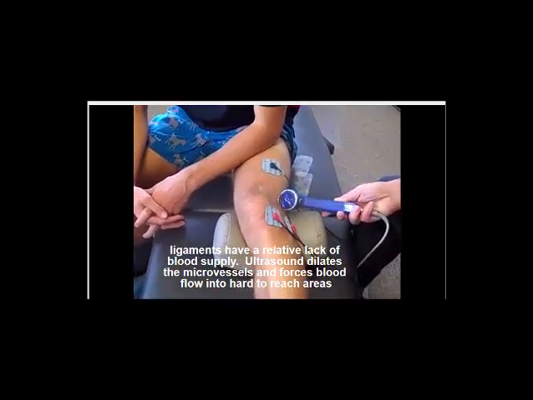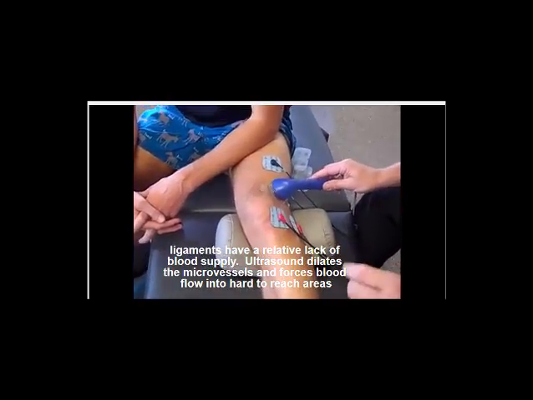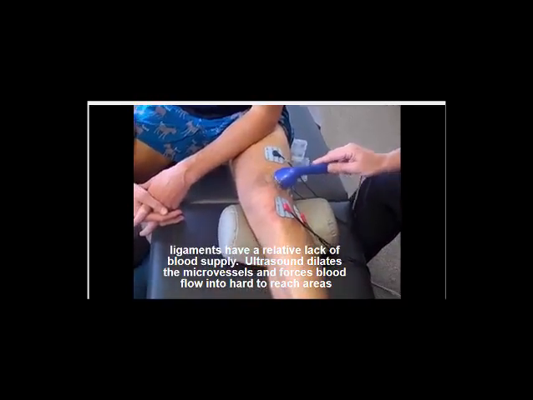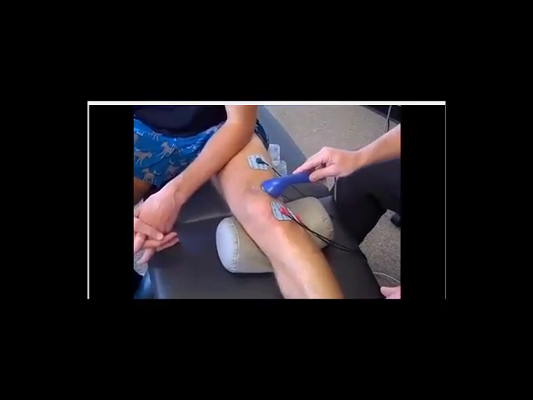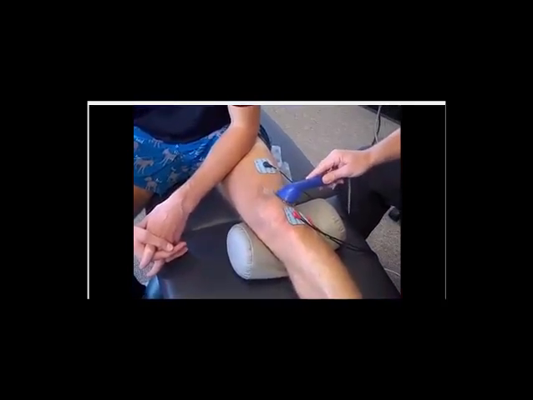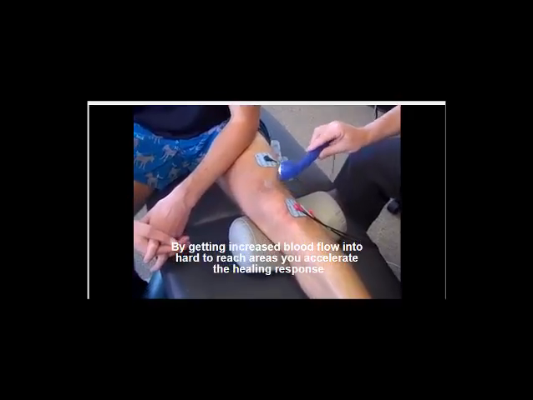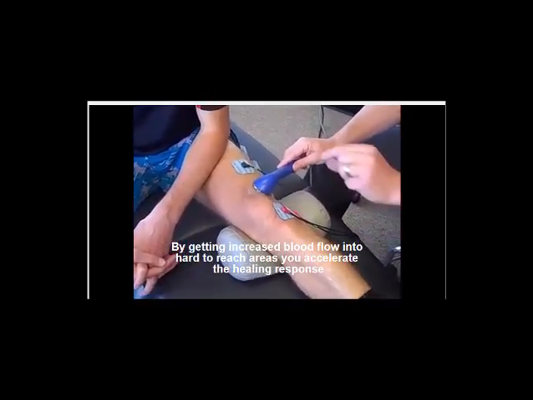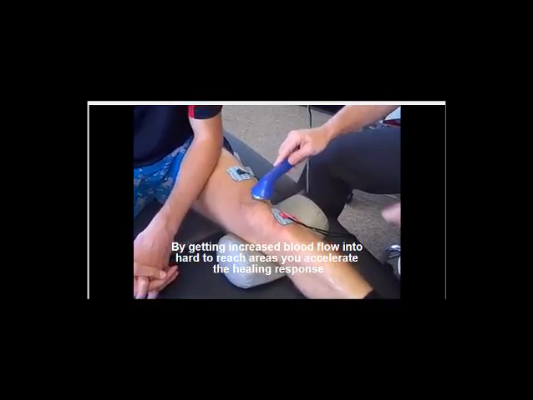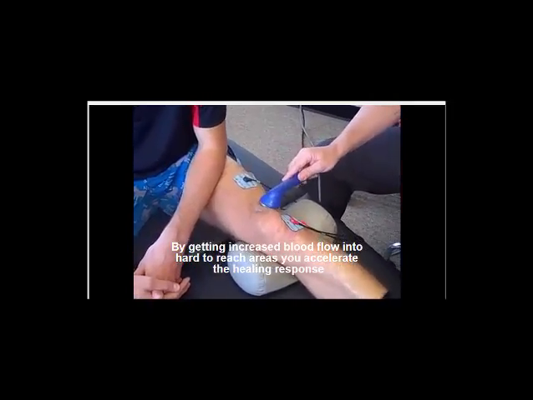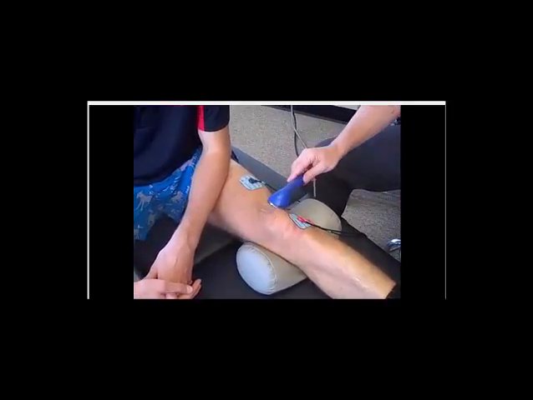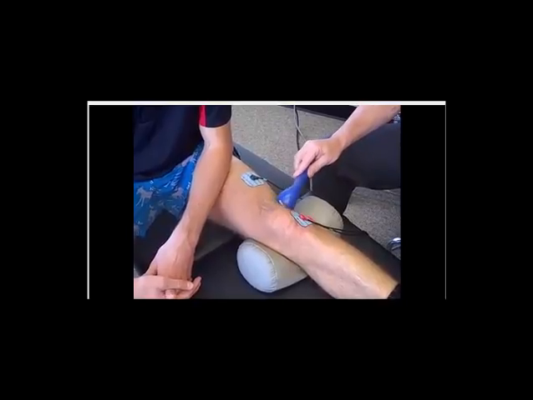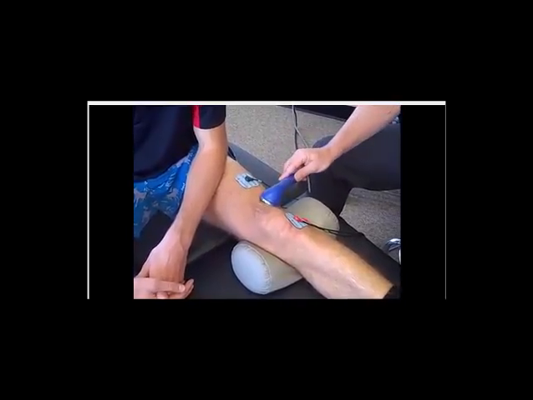And it creates a heating sensation, but it's a deep heating, so we're dilating that microcirculation and getting blood flow into hard-to-reach areas in order to accelerate the healing process. So it's not the same as putting a hot pack on it, because a hot pack only sends heat maybe a centimeter and mostly heats the skin. In this case, we're penetrating deep into the iliotibial band tendon.